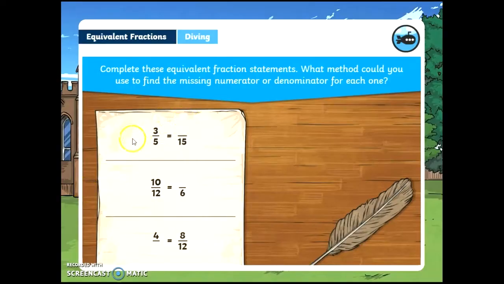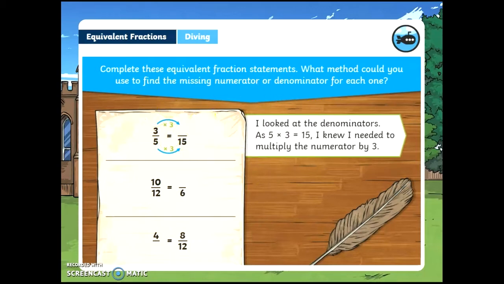Okay, so I've come back to this now, and I'm going to look at that relationship again. I said 5 times 3 makes 15, and the numerator, 3 times 3, gives me 9. So I'm looking at the denominators: 5 times 3 is 15. I know I need to multiply the numerator by 3 as well. So hopefully now you might feel a bit more confident. Can you have a little look at this one?